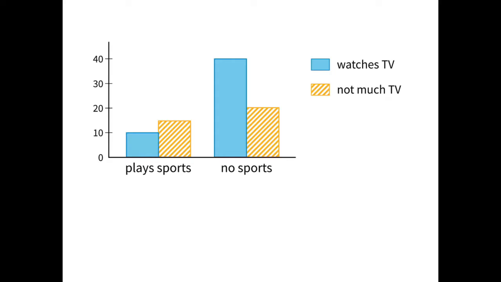Okay, so a few things that you may notice would be more people do not play sports than do, or more people watch TV than watch not much TV. And the striped bar is taller than the blue for play sports, but the other way around for no sports. And then you may wonder, what does watches TV mean, or what does not much TV mean, or who is represented in the poll?